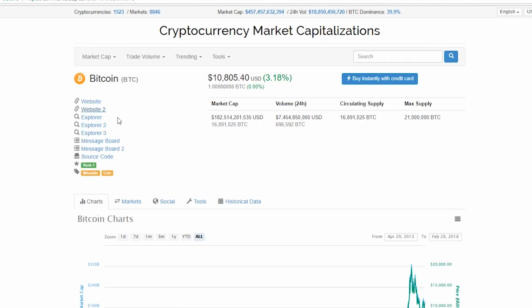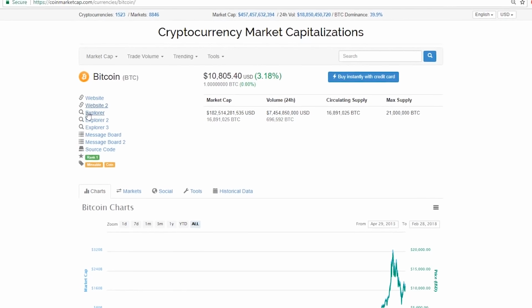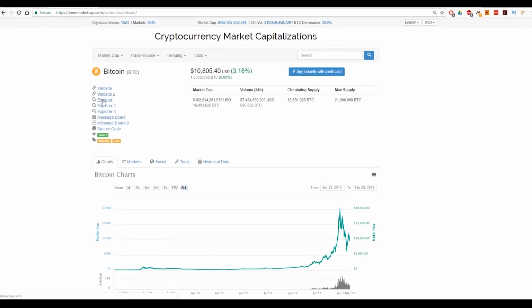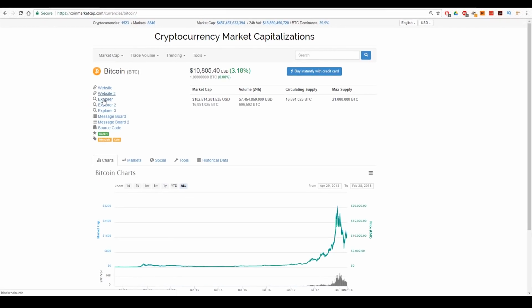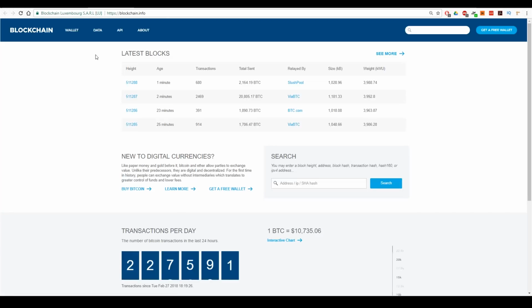Now, moving down the list, we'll have these things called explorers. The explorers are the block explorers, which means it's a website that allows you to view the transactions occurring on that particular blockchain. So these are different block explorers that have been developed. You can choose any one, you can choose one that might be your favorite. We'll just go to the first one for now, which is blockchain.info, which is a great block explorer.